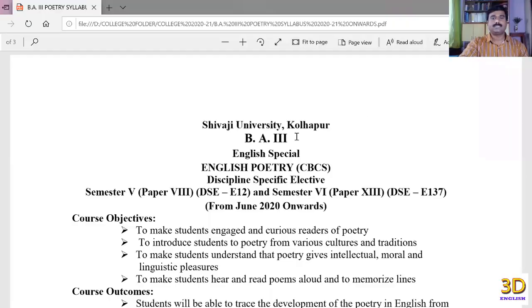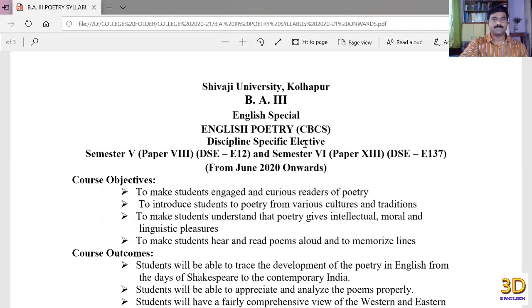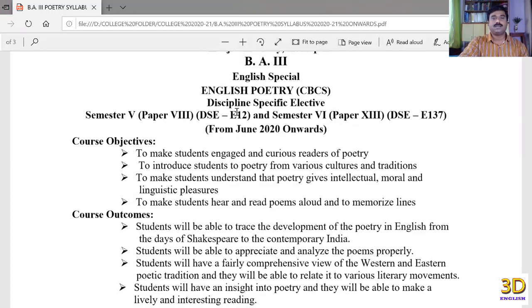So friends, this is the syllabus. You can see here that English poetry, Choice Based Credit System is the long form of this CBCS. Discipline Specific Elective means this is the subject selected by the English students.